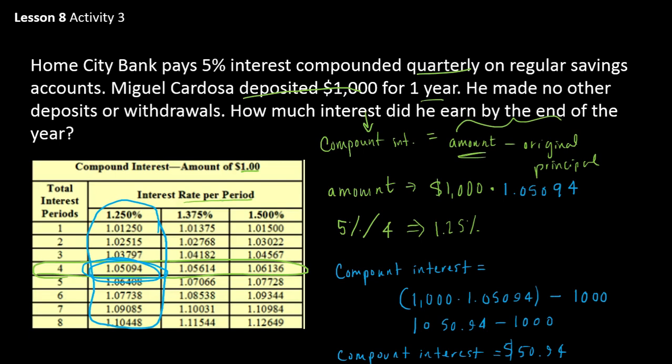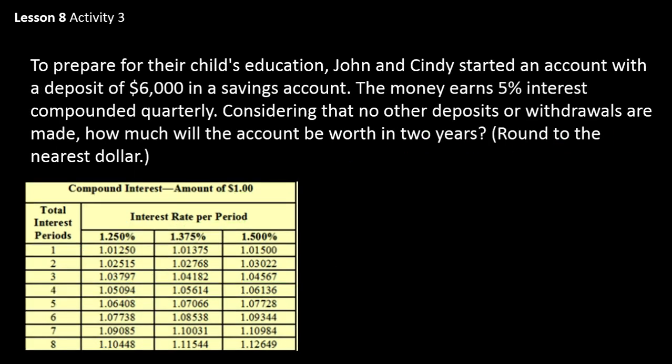Let's practice one more time with reading that table. So in this example, it says to prepare for their child's education, John and Cindy started an account with a deposit of $6,000. The money earns 5% interest compounded quarterly. Considering no other deposits or withdrawals are made, how much will the account be worth in 2 years? Okay, so a couple of things we have to figure out.